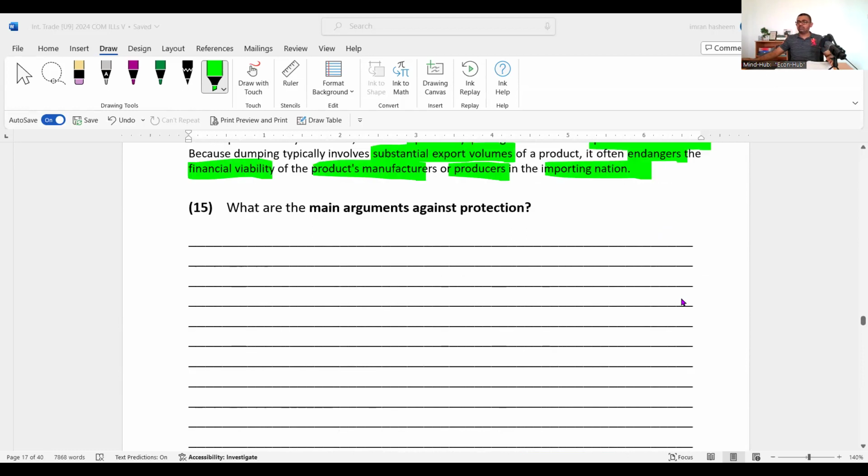What are the main arguments against protection? Arguments against protection. Why we shouldn't practice protectionism. Okay. Right. So just give me a minute. I'll try to give you the arguments based on a marking scheme. If not, I can just use the slide. Just give me one minute or two.